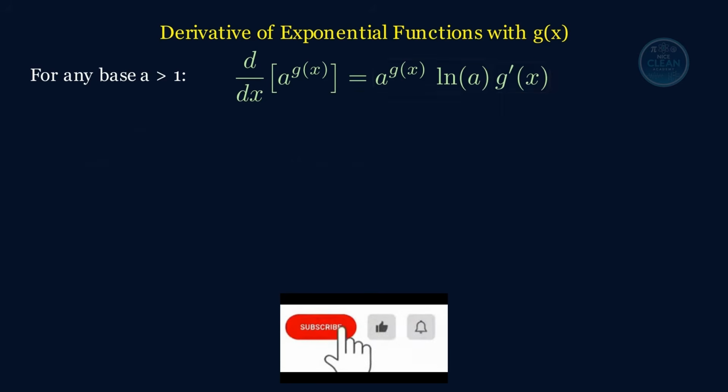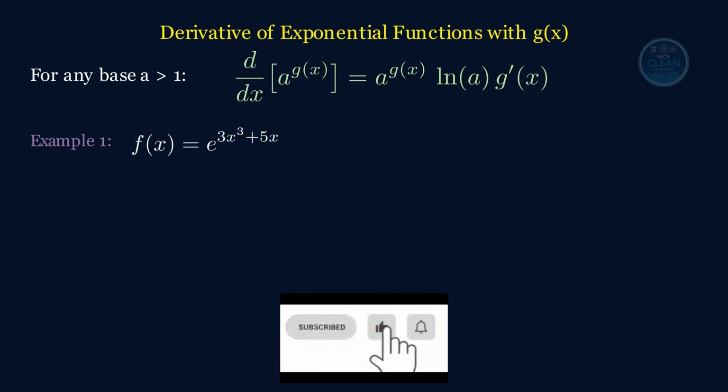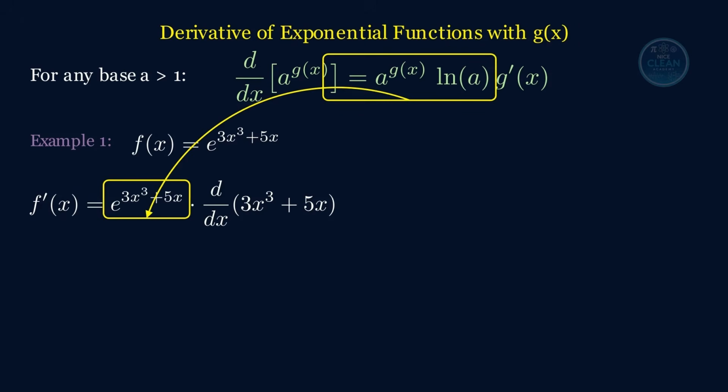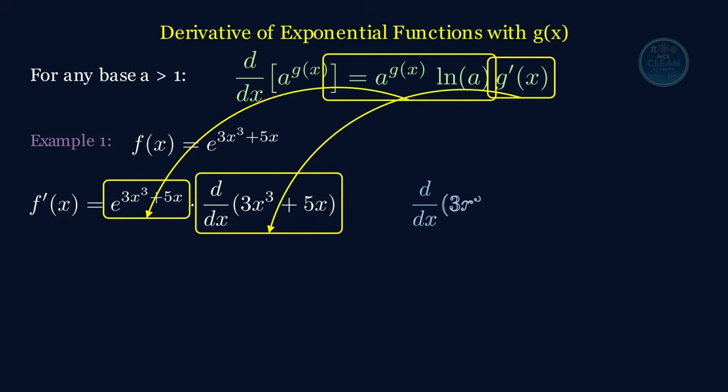Our first example is f of x equals e raised to the power of 3x cubed plus 5x. Step 1, we apply the rule. The derivative of f of x equals e raised to the power of 3x cubed plus 5x times the derivative of 3x cubed plus 5x. Step 2, let's differentiate the inside. The derivative of 3x cubed plus 5x is 9x squared plus 5. So the final answer is f prime of x equals e raised to the power of 3x cubed plus 5x times 9x squared plus 5.